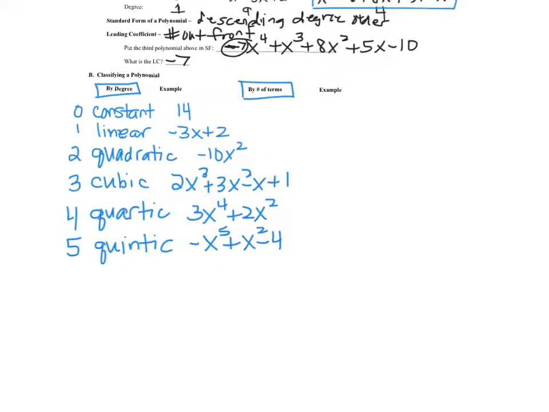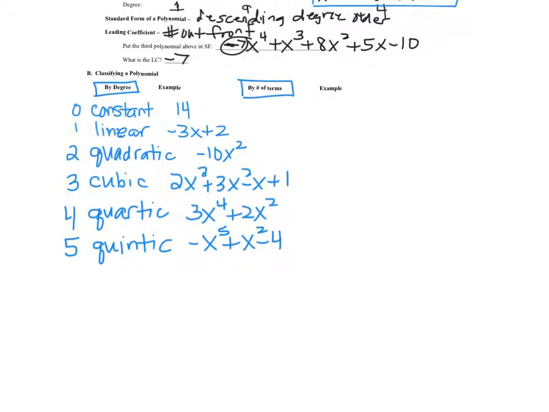All right, now we're also going to classify them by the number of terms that they have. We'll do this in green. The number of terms that they have. We're only going to go with 3. So we've already done this one. If it has 1 term, it's called a monomial. Mono means 1. 1 term, it's a monomial. So something like 50x. That's a monomial. It has 1 term.